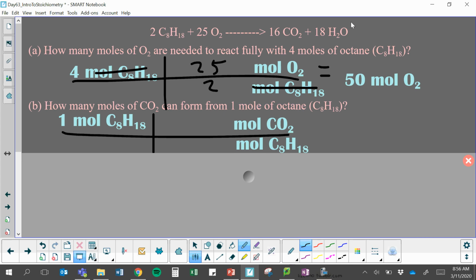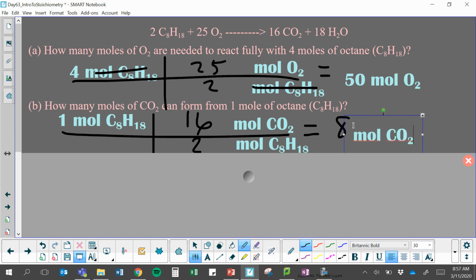Go back up to our equation, we see that we have 2 moles of octane needed to make 16 moles of CO2. So 1 times 16 divided by 2 is going to be 8. And that's the right number of sig figs. We only have 1 here. So 8 moles of CO2 because these units cancel.